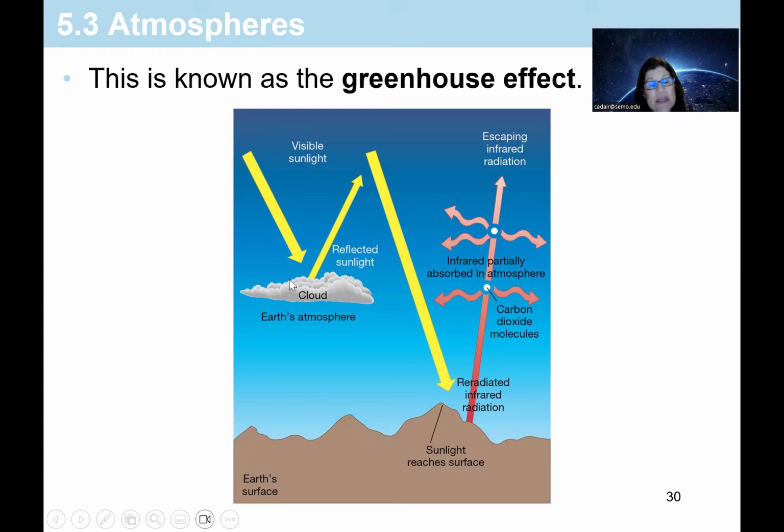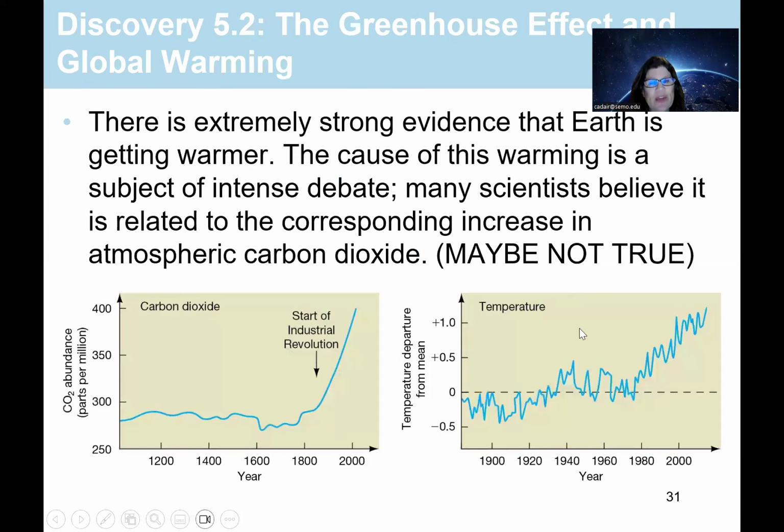So visible sunlight comes in, it can bounce off clouds back out into space. It could come in and heat up the surface, and then it's re-radiated back out into space. A little bit escapes, but some of it is actually reabsorbed. So we have carbon dioxide molecules here that are reabsorbing it. Water vapor also reabsorbs it. And we can control carbon dioxide molecules a little bit, but we cannot control water vapor. So anyway, this greenhouse effect is important for the Earth.